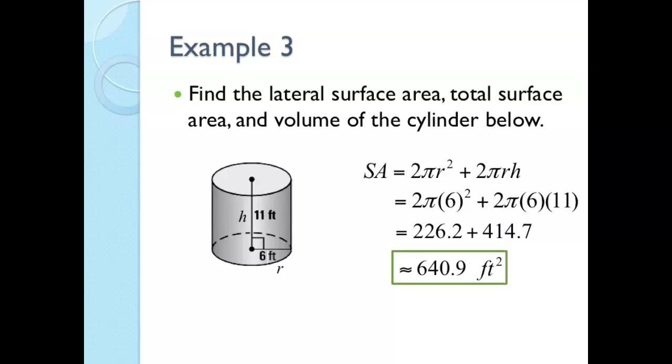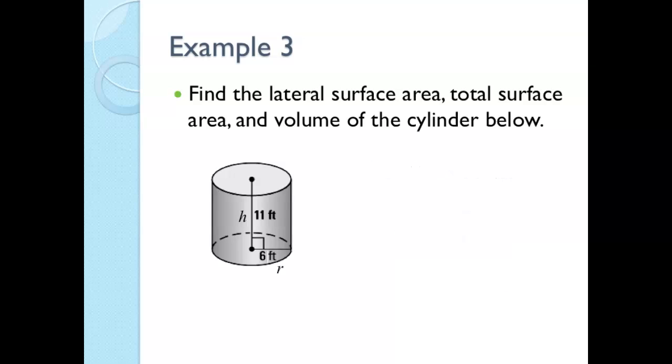Okay, lastly, we need to find the volume of the cylinder. So the volume is pi r squared times h. So we need to find the area of the base, which is pi r squared, so pi times 6 squared, and then multiply it by the height, which is 11. All right, and then we can go ahead and square the 6 before we multiply by pi and 11, and that gives us that this is around 1244.1, and because this is volume, your units are going to be cubic feet.